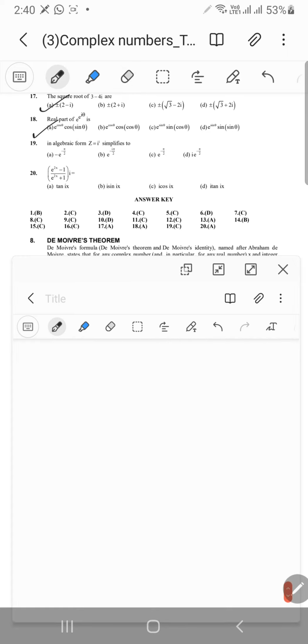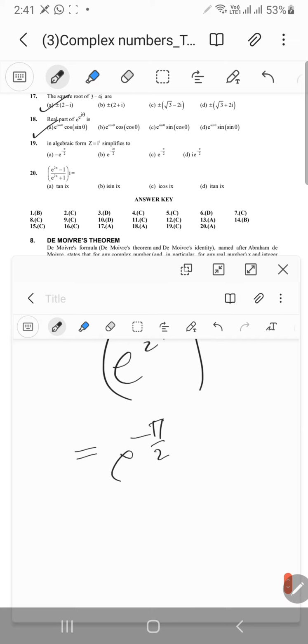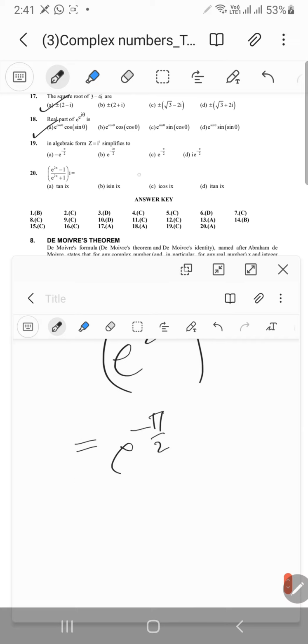In algebraic form, z equal to i power i simplifies to, okay, i power i. What do we know? First of all, you should write i somehow. It's when sine is 1 and cosine is 0, which happens at pi by 2. So i is just e power i pi by 2. That to the power of i is going to be e to the power of negative pi by 2. Well, that was really easy. So this just simplifies to e power negative pi by 2. Easy. Next question.